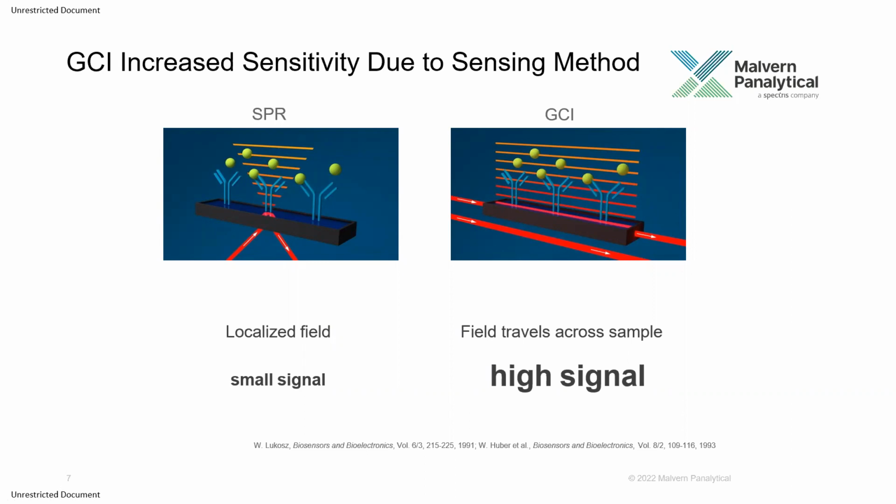As opposed to SPR, in traditional SPR, you have a light source located below your sensor chip. What it does is shine light at an angle, and the signal you're collecting is only coming from a localized field. So as a result, you get a smaller signal in SPR.